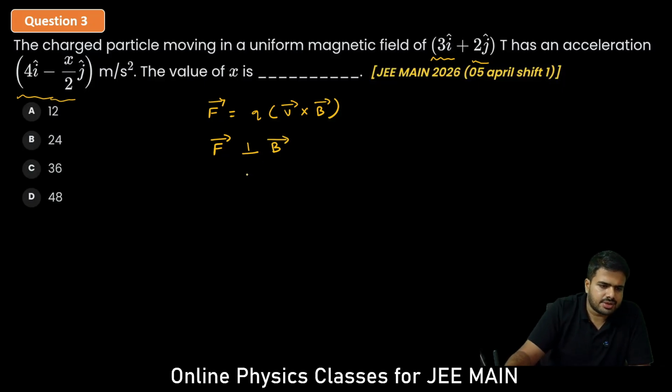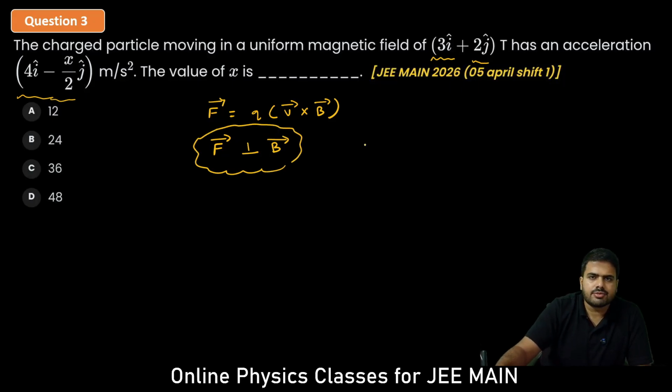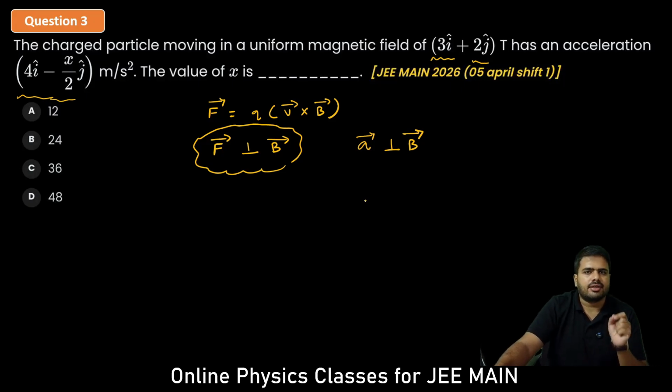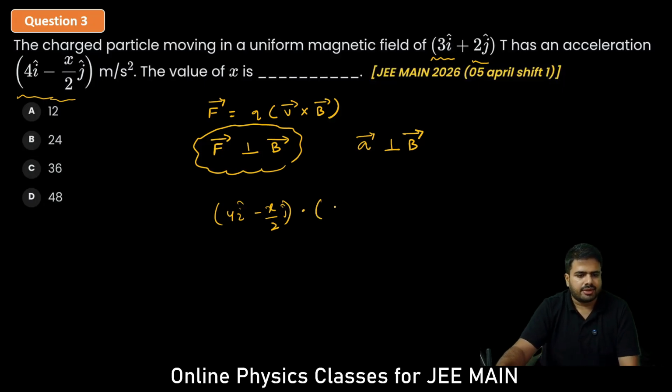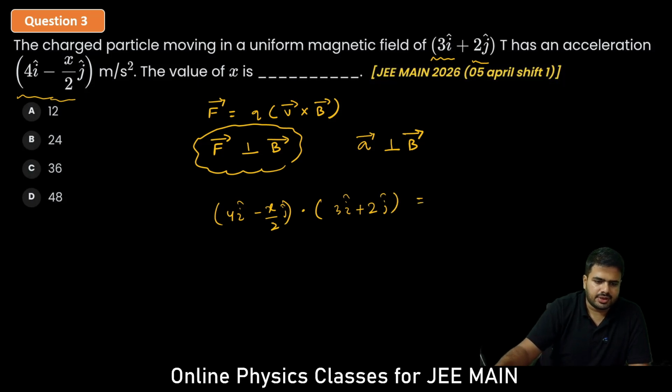But in this question, we need that force is perpendicular to the magnetic field. If force is perpendicular, we know that the acceleration direction is also along force. So the acceleration vector also must be perpendicular to the magnetic field. Now we know that if two vectors are perpendicular, then the dot product is how much? 0. So directly here we can do the dot product. Acceleration is 4 i cap minus x by 2 j cap, dot product with magnetic field 3 i cap plus 2 j cap, and this should come 0.